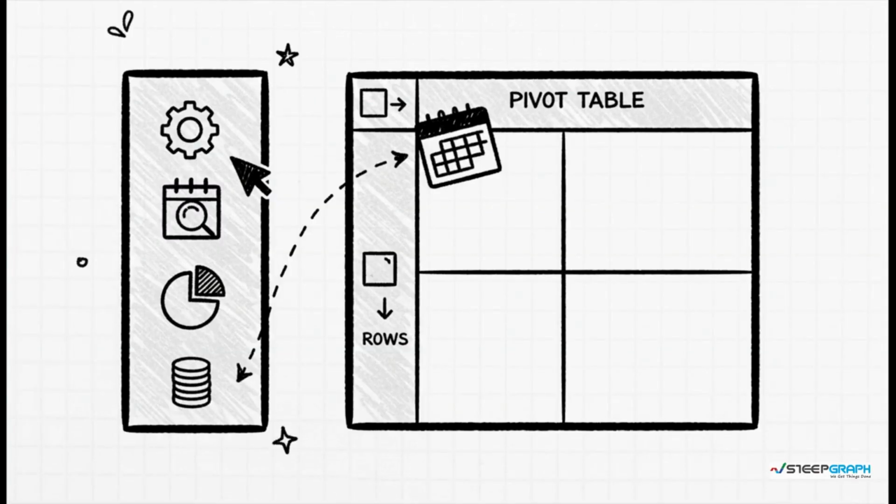At its heart, the whole experience is built around drag and drop. It's so cool. You want to see parts grouped by their status? Just drag status over to the rows. Want to see that broken down by project? Drag project to the columns. You're literally building your analysis visually and discovering new connections with every single move.